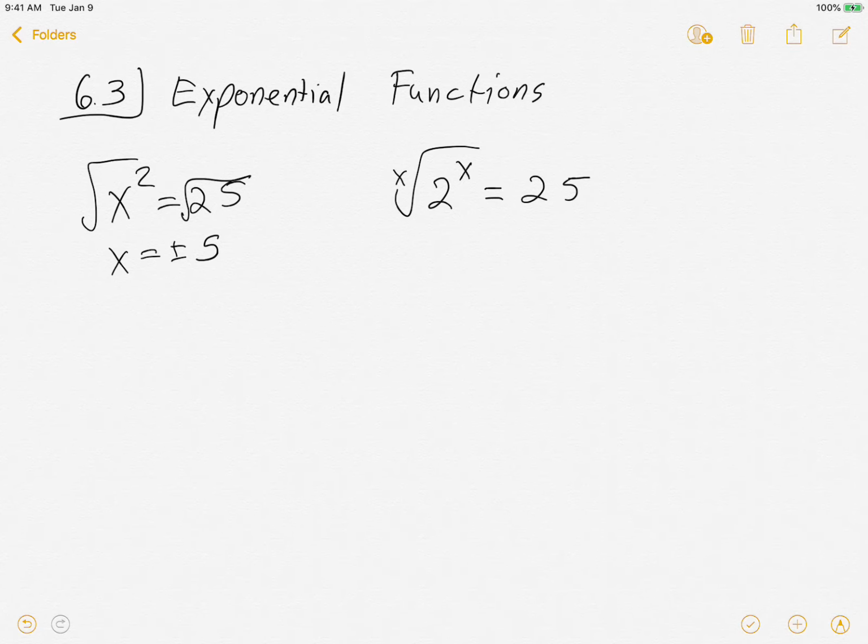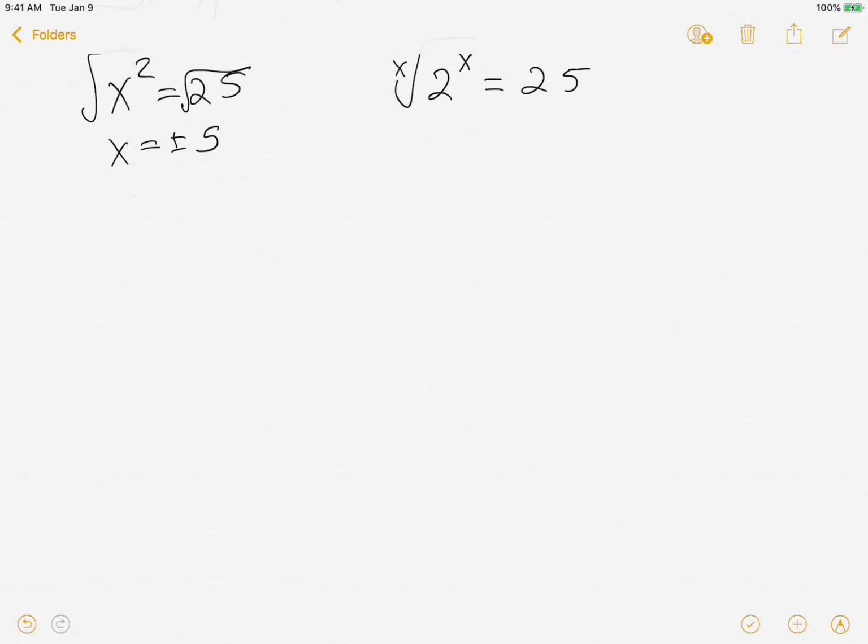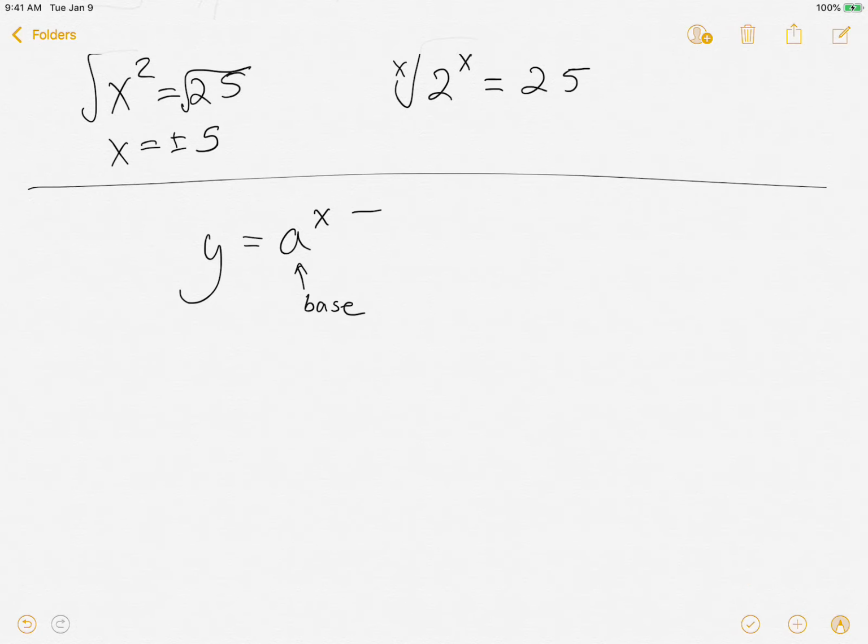And this is called an exponential function. So basically, an exponential is going to be anything of this form, where we have some base, but we have our unknown in the exponent. That's what makes it an exponential, is the unknown being in the exponent. And these change a little differently from, say, x squared. 2 to the x is quite a bit different.